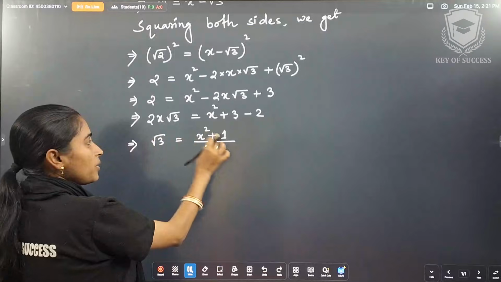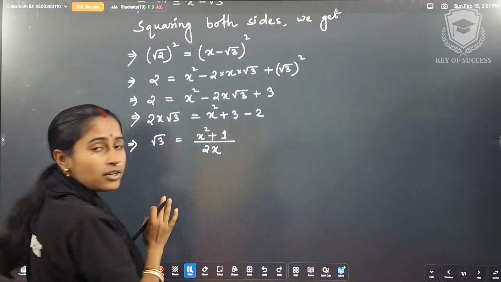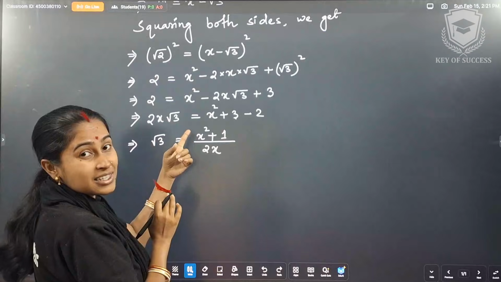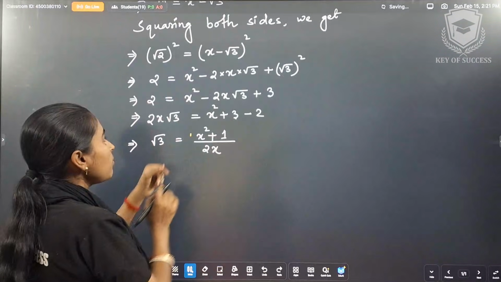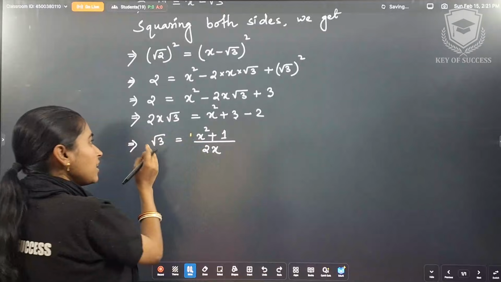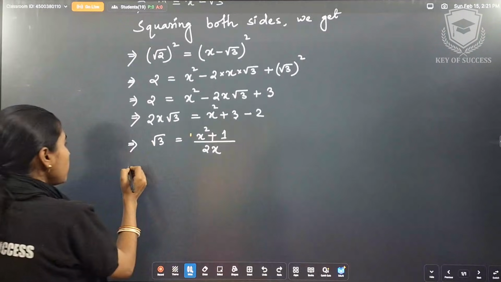Now see here what we are getting. One side it is root 3, another side it is (x square plus 1) by 2x. And what is x? x is a rational number, p by q. Now here this one will become what? Rational number, and this is an irrational number. Root 3 is irrational, everybody knows that. Now what we will write?